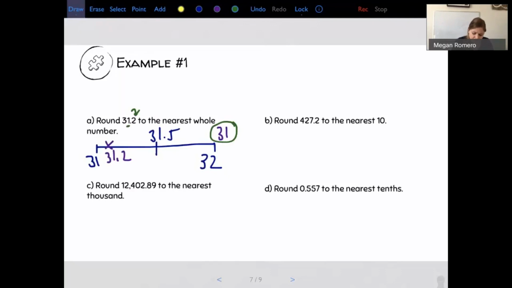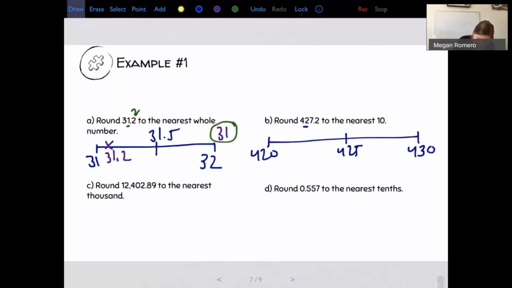Part B, round 427.2 to the nearest 10. Our tens place is where the 2 is. When we're thinking in terms of 10, we could do 420 or 430. This would be 425. And these are just visuals. You don't have to use the number line if it's confusing to you. Don't worry about it. I'm just trying to show multiple different ways to approach this problem.